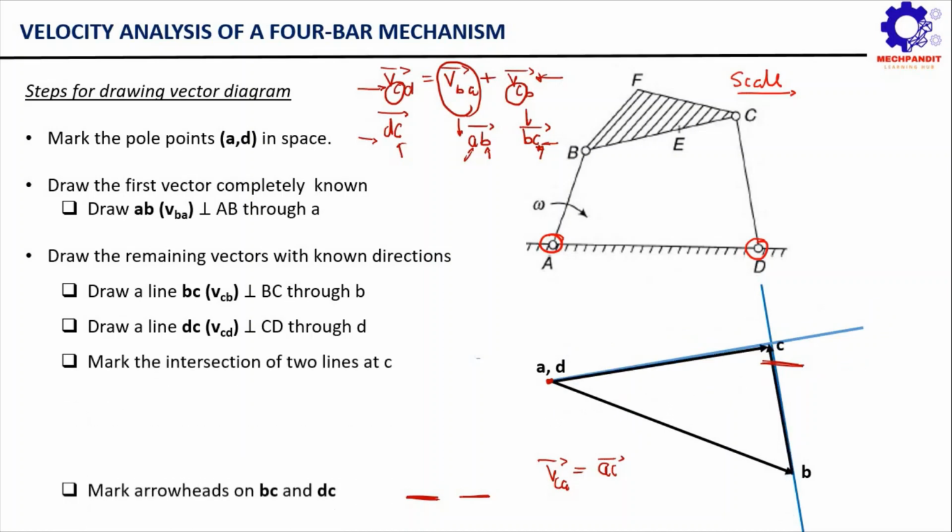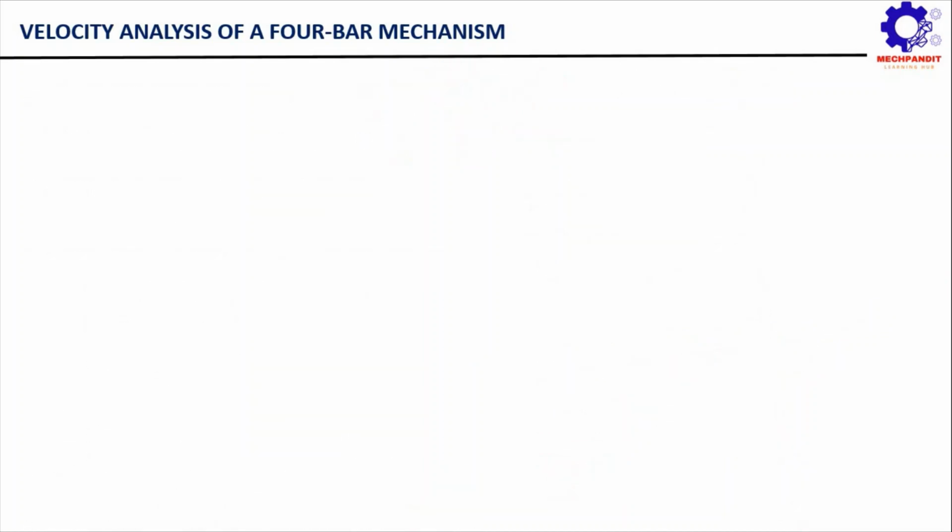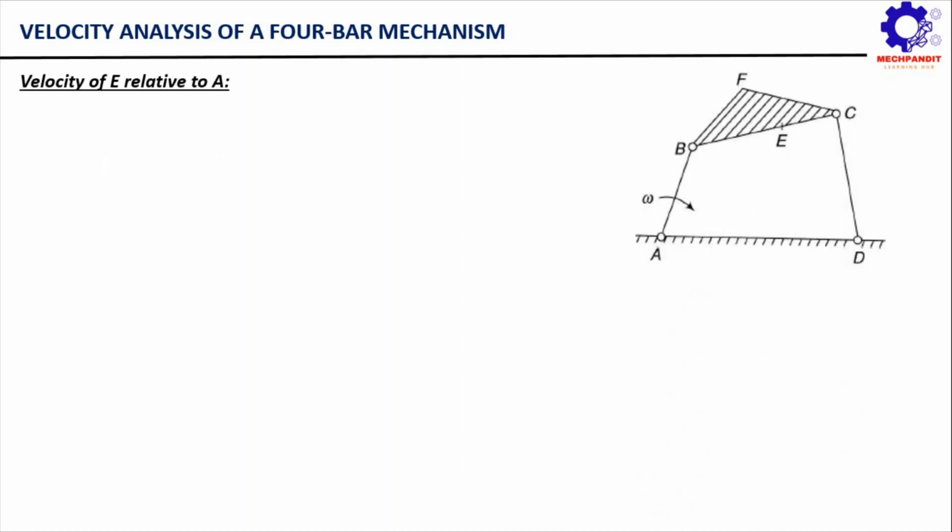Now if you remember, when I was discussing the velocity analysis of a link, we had a link OA and then we took some point B on that link OA, and then we calculated the absolute velocity of this point B, correct? So the same rule we are going to apply here. For calculating the velocity of E relative to A, right now we already have this much vector diagram available with us. Now it's very easy.